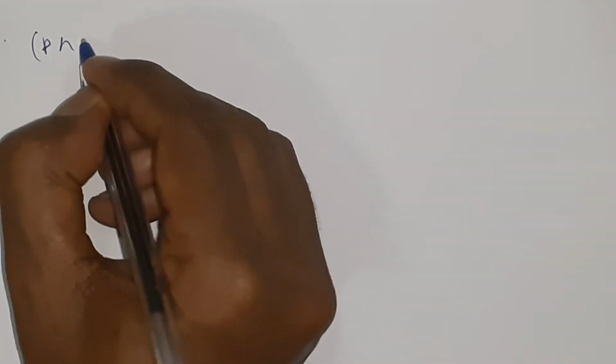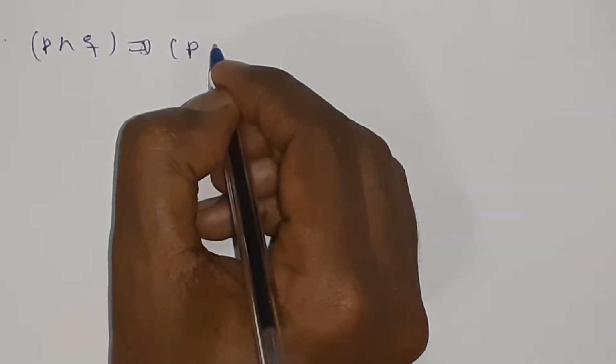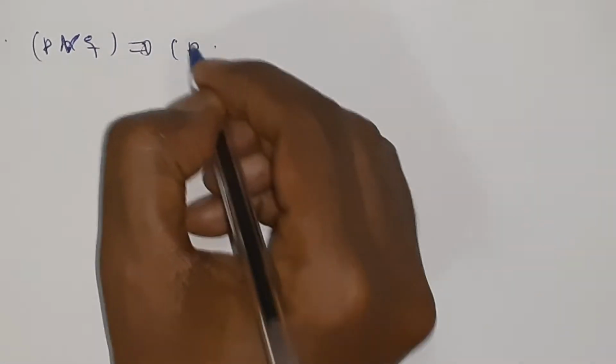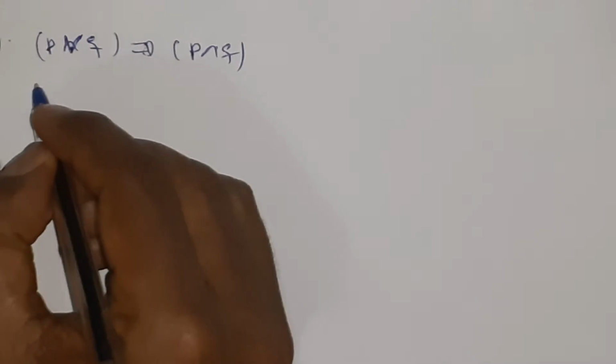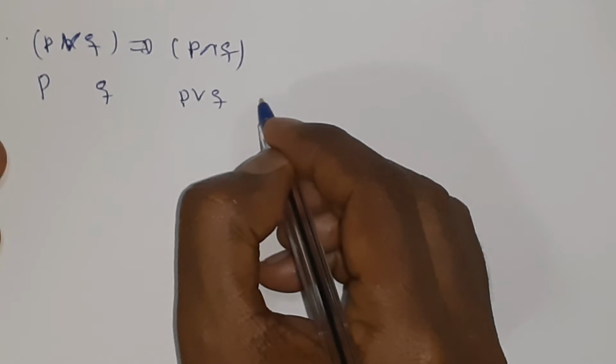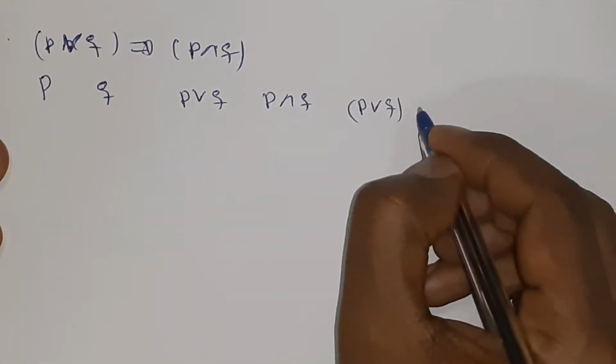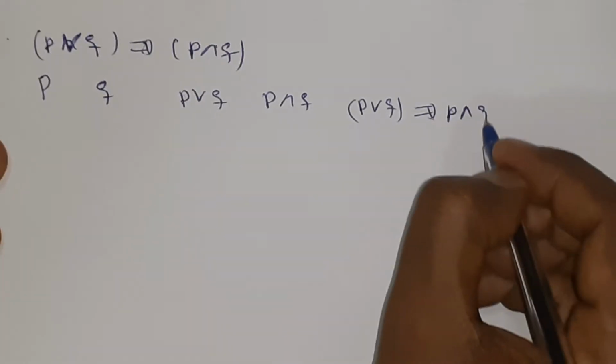The second question, that is B, it is (P and Q) implies (P or Q), implies P and Q. Again, using the same technique, that is using a truth table, we have the component statements first P and that of Q, and next one is P or Q, P and Q, and P or Q implies P and Q.